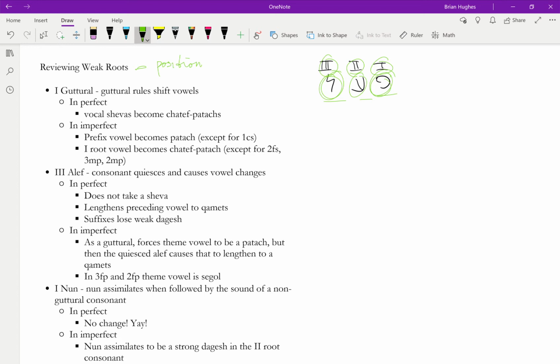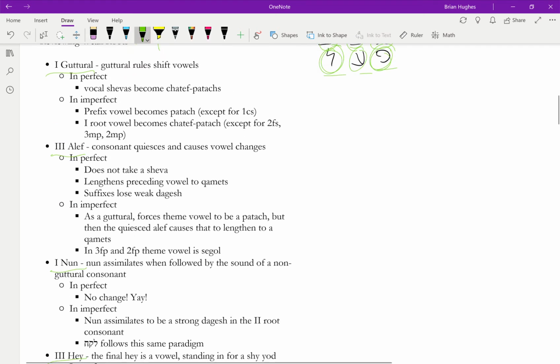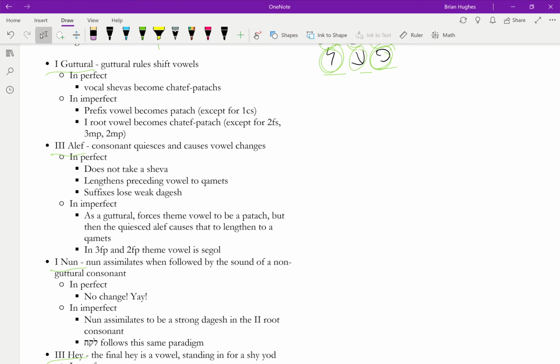So we've learned 4 so far. We've talked about 1 gutturals, third alephs, first nuns, and third heys, which we'll get down here. And I just wanted to go over these. This is a little abstract. I'm just reminding you of the rules, but our first gutturals, remember guttural rules shifted vowels. So in the perfect, those few times in the second masculine, second feminine plural, where you get a vocal shava, those become hatef pataks. In the imperfect conjugation, that's where our rules really start to make an impact.